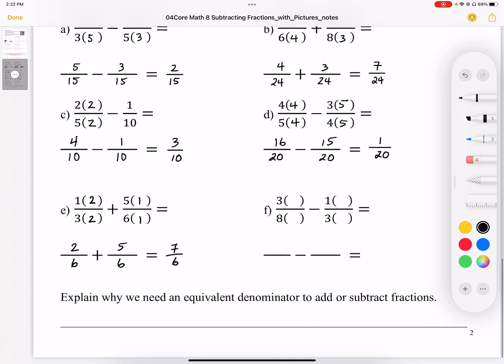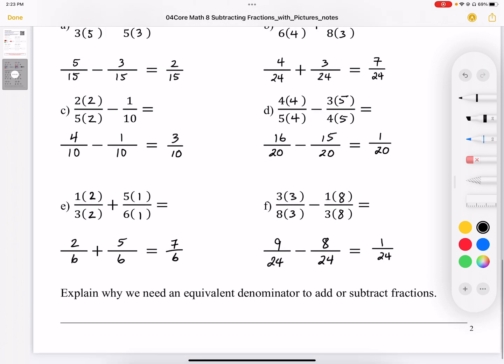Here we need a common denominator of 24. So we're going to do times 3 here, times 8 here. And that's going to give us the common denominator of 24. Now we can count. In this case, we're subtracting. So 9 minus 8 leaves us with only 1/24 piece.